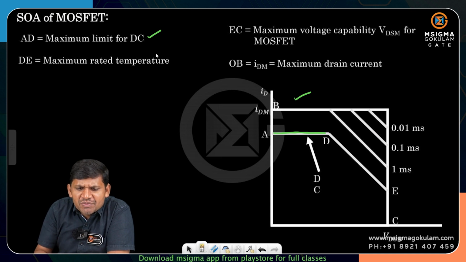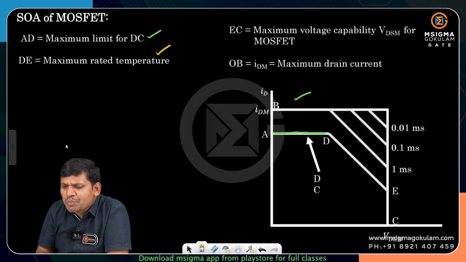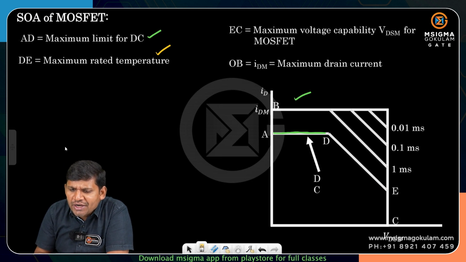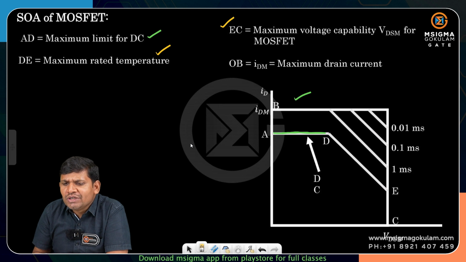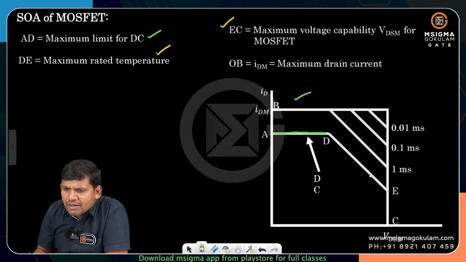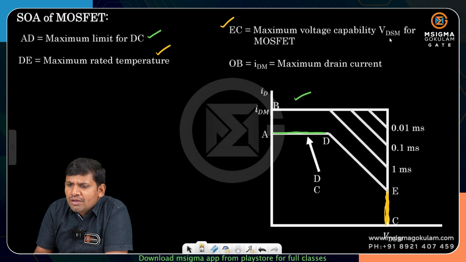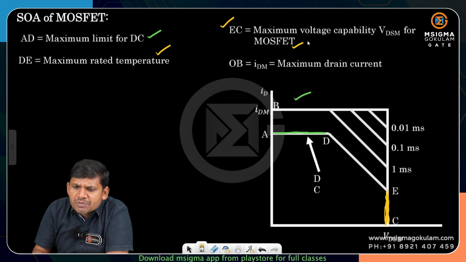DE is the maximum rated temperature. DE corresponds to the maximum rated temperature, students, and you have to concentrate on that. What is EC? EC is the maximum voltage capability, VDSM, for the MOSFET. This limit EC indicates the maximum voltage capability VDSM for the MOSFET.